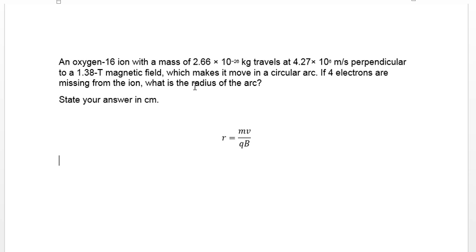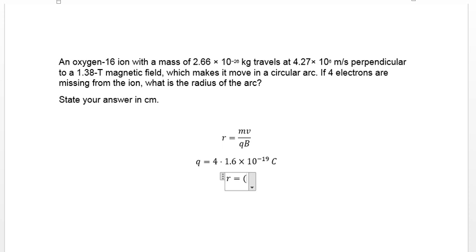And we know the charge because we know we're missing 4 electrons. So the charge is 4 times 1.6 times 10 to the minus 19th coulombs. Right? An electron has a charge of minus 1.6 times 10 to the minus 19 coulombs. Since we're missing 4 of them, we have 4 times the opposite of that charge. All right, so we know everything in this equation, we just have to put it together.